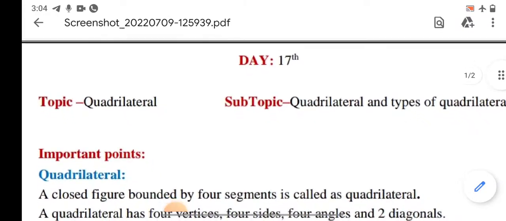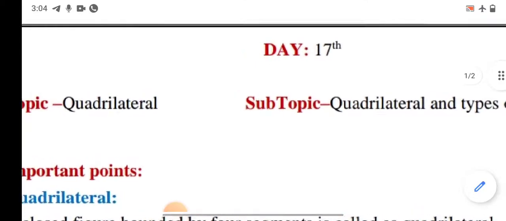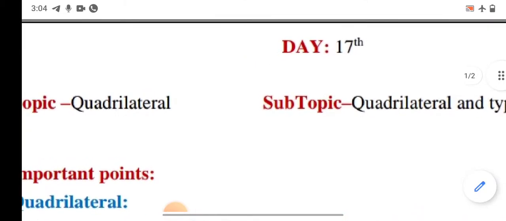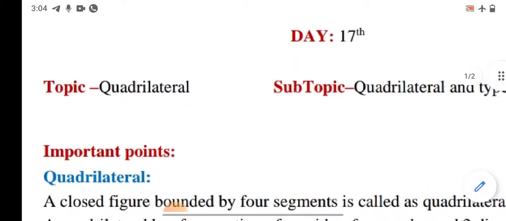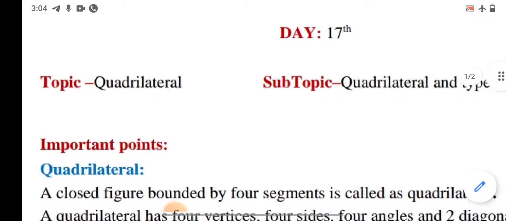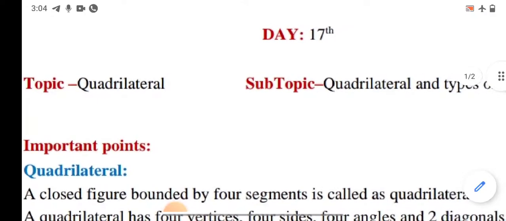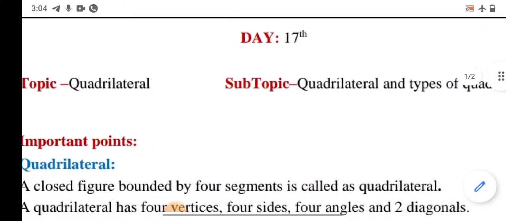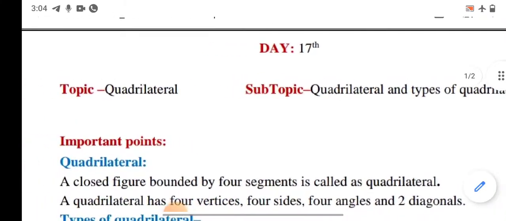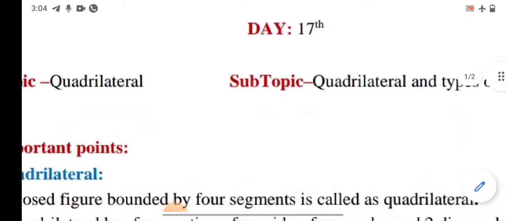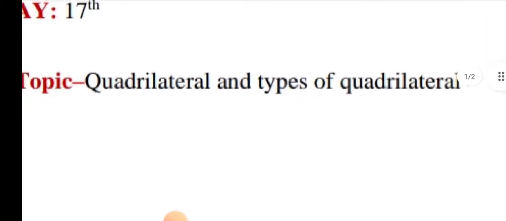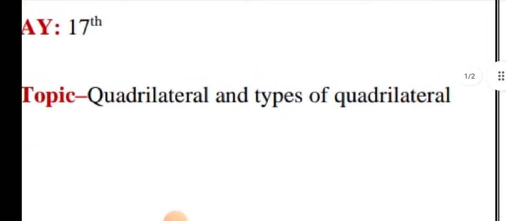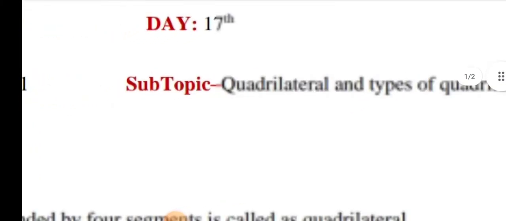Now in today's class we are going to see Setu syllabus day 17, topic quadrilateral, mathematics part 1 and 2. Today's topic is quadrilateral, subtopic types of quadrilateral.